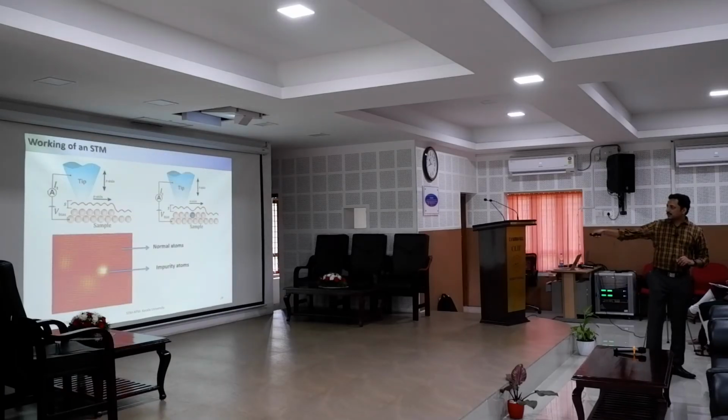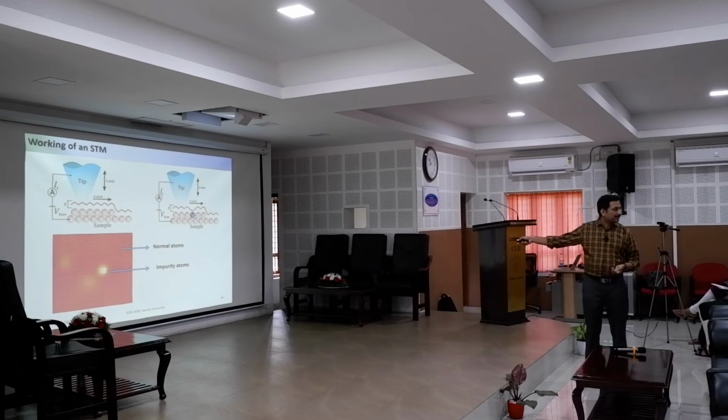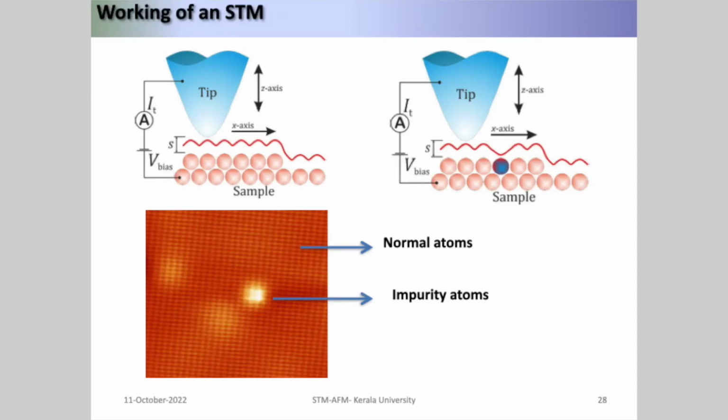Now the question is, suppose we have beautifully arranged atoms, but in between one atom is having a different orbit, a different electron cloud. What will happen? Suddenly we can see that the current coming from that atom is different. Suppose this is silicon and in between there is a copper. Copper gives more electrons. Because copper is now in silicon, even though it is one atom, it is in the silicon lattice, so it will be brighter. So you see these are normal atoms and there is a bright atom in between. So we can see whether there is a defect also.